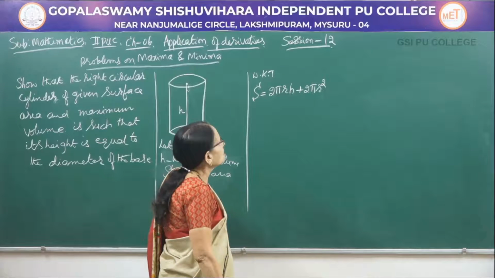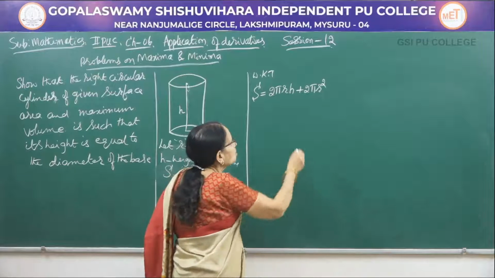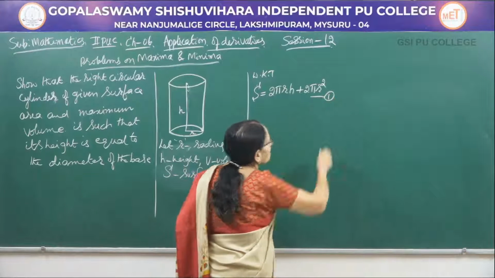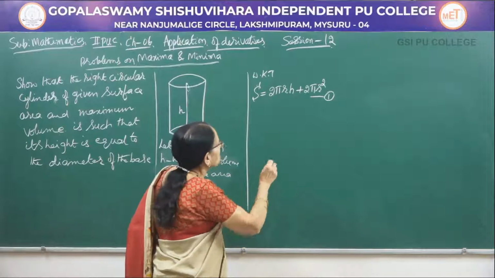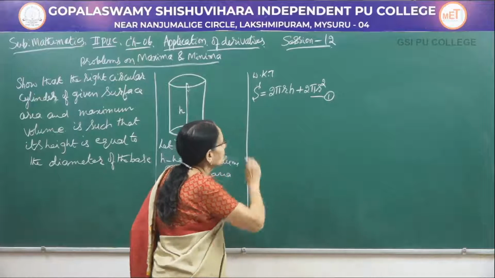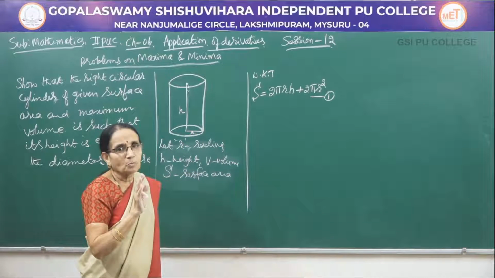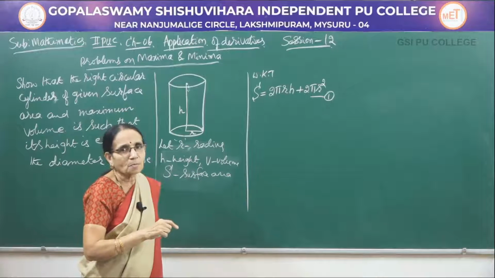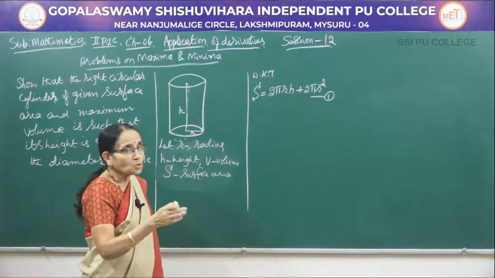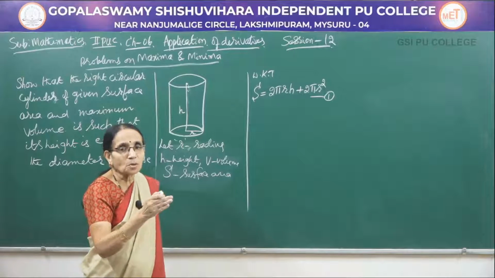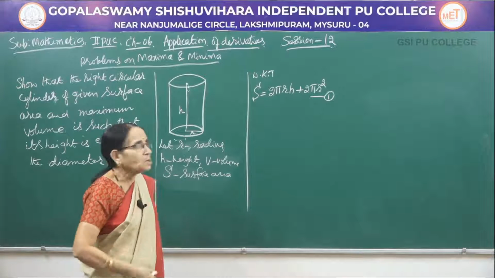S is equal to 2 pi r h plus 2 pi r square. Take it as result 1. Now, here you observe h and r, both of them are variables. Let us eliminate any one of them. Otherwise, if there are two variables, how do you differentiate? There has to be only one variable.